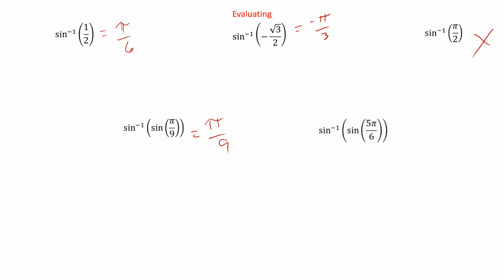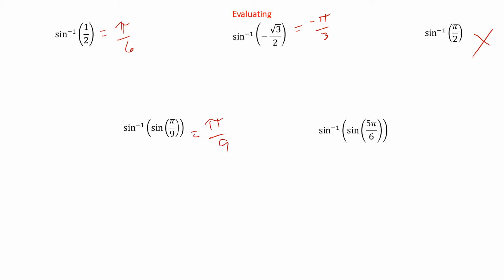Inverse sine of sine of 5 pi over 6. Well, that's kind of silly. Isn't that just kind of like what I just did? Kind of, yes and no. Yes, it cancels itself out, but the range of the inverse sine only goes from negative pi over 2 to positive pi over 2. 5 pi over 6 isn't in there. We're going to get not a coterminal angle. We're going to get the other angle, the smaller angle that has the same sine value.